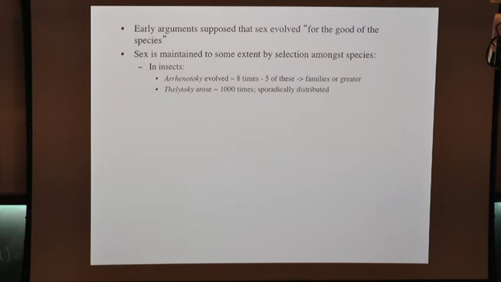Okay, so I go back. I'm actually going to row back slightly from my really individual selection-based arguments to say that actually there is selection amongst species for sexual reproduction. And so the early arguments that suppose that sex evolved for the good of the species aren't completely wrong. And just to illustrate this, to make the general point that actually sex has very often been lost.